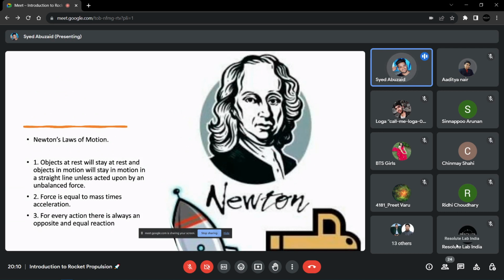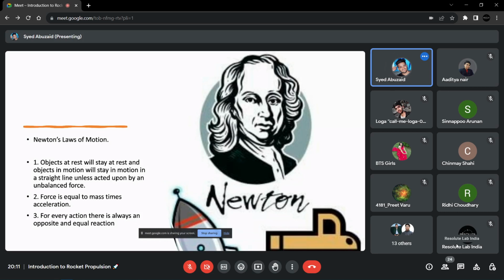Now I'm talking about Newton's laws of motion. We already know there are three laws. The first one says that an object at rest will stay at rest, and an object in motion will stay in motion in a straight line, unless acted upon by an unbalanced force. That means you cannot disturb anything that is at rest; it always remains at rest unless we disturb it or pull it.